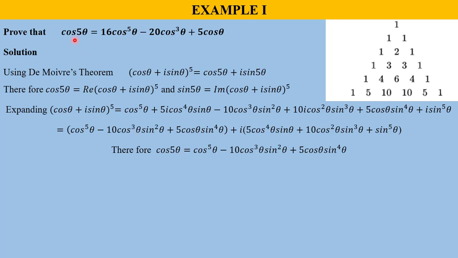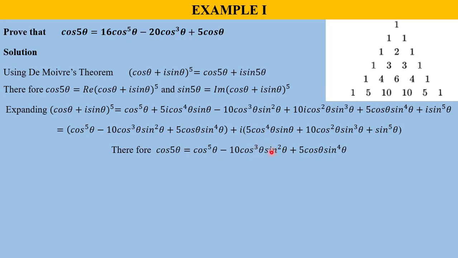So therefore, from what we need, cos 5 theta is mainly the real part of this expression. So we shall find that cos 5 theta will be the real part, which is cos power 5 theta minus 10 cos power 3 theta sin squared theta plus 5 cos theta sin power 4 theta. So we go back and check our proof. It is not yet correct.